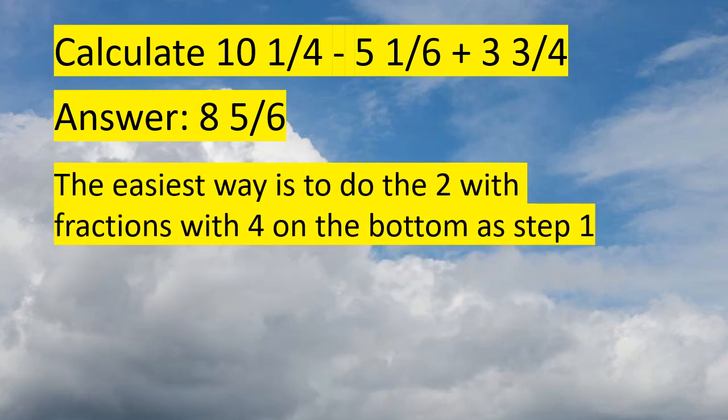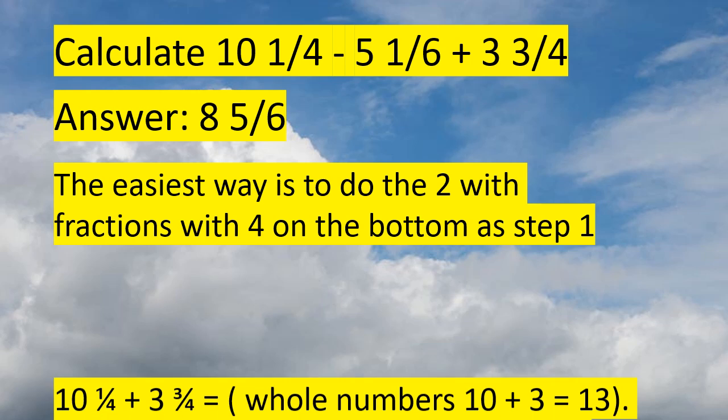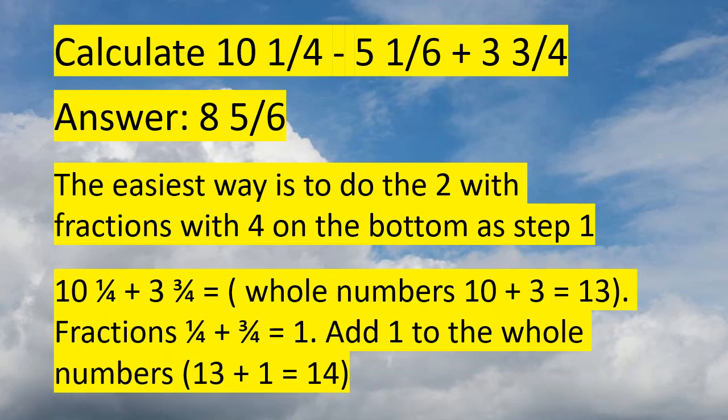The easiest way is to do the 2 with fractions with 4 on the bottom as step 1. So 10 1 by 4 plus 3 3 by 4. You add the whole numbers, 10 plus 3, you get 13. You add the fractions, 1 by 4 plus 3 by 4 equals 1. So you add that 1 to the whole numbers, 13 plus 1 equals 14.